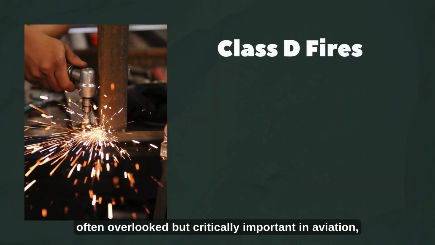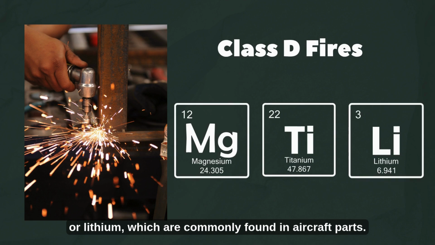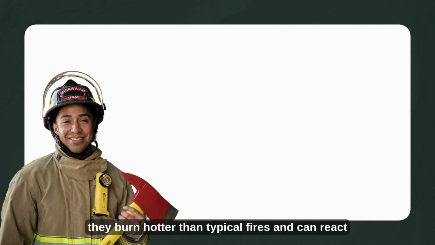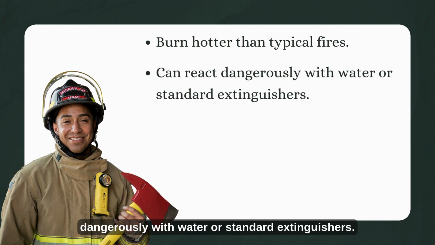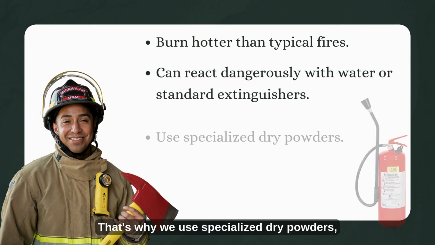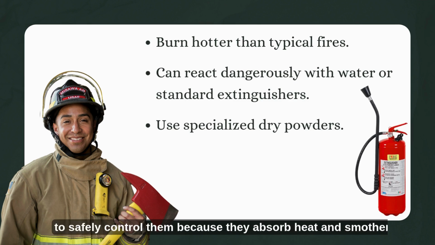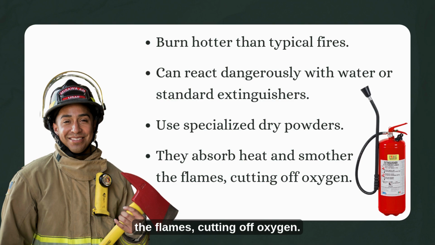Class D fires, often overlooked but critically important in aviation, involve metals such as magnesium, titanium, or lithium, which are commonly found in aircraft parts. When these metals ignite, they burn hotter than typical fires and can react dangerously with water or standard extinguishers. That's why we use specialized dry powders, such as graphite or sodium chloride, to safely control them because they absorb heat and smother the flames, cutting off oxygen.